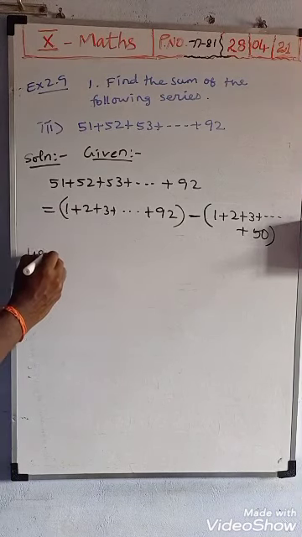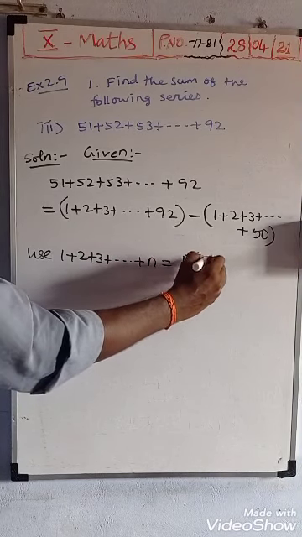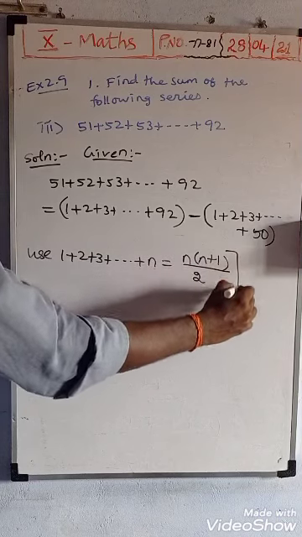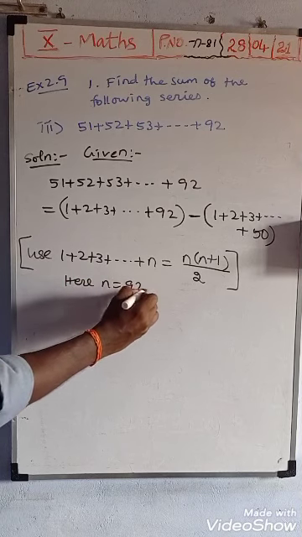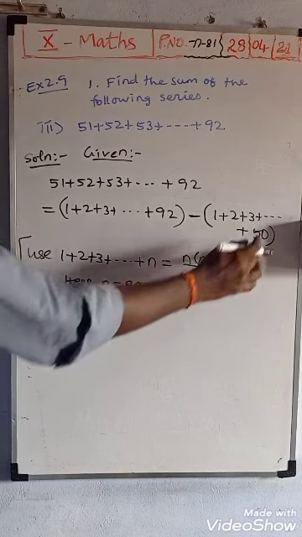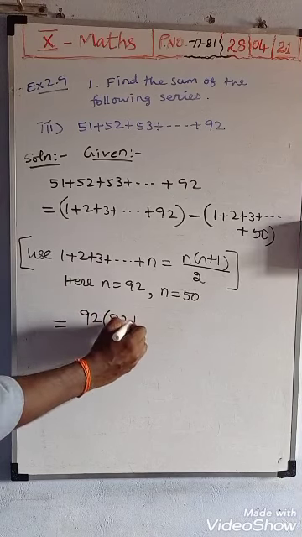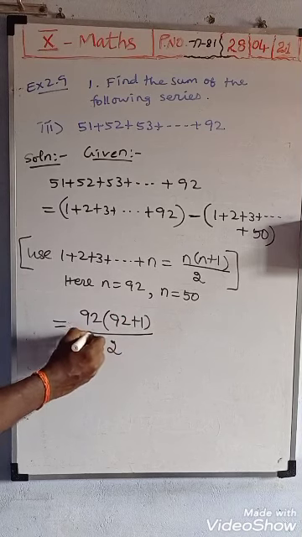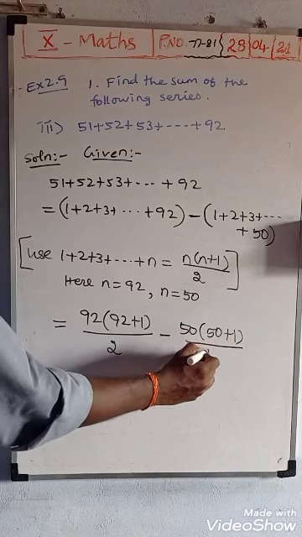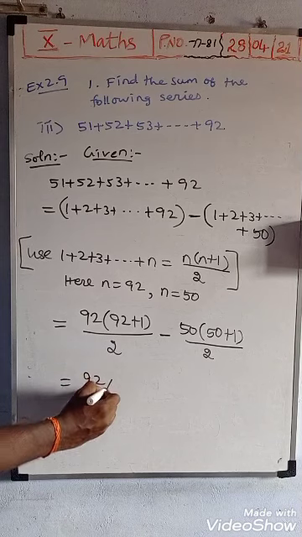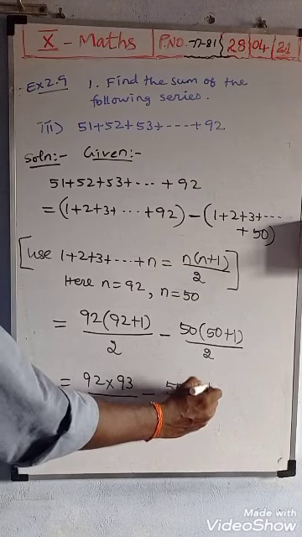Use 1 plus 2 plus 3 plus up to etc. plus n is equal to n into n plus 1 by 2. The formula is applicable. Here, first n is equal to 92 and second n is equal to 50. Now apply this: 92 into 92 plus 1 divided by 2, minus 50 into 50 plus 1 divided by 2. Now 92 into 93 divided by 2 minus 50 into 51 by 2.